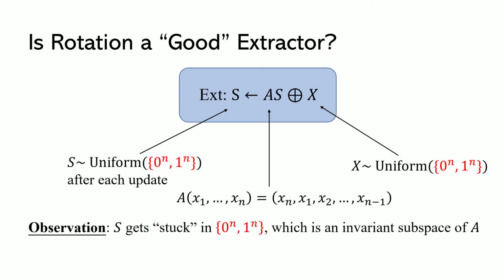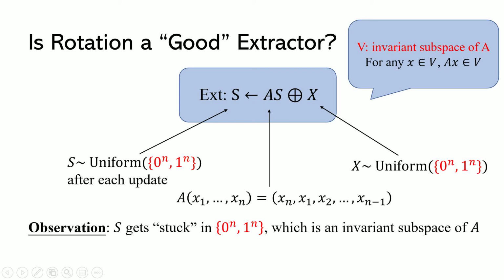In this example, the vector space all zeros and all ones is called an invariant subspace of A. If you rotate all zeros by 1, it's all zeros. If you rotate all ones by 1, it's still all ones. If V is an invariant subspace of A, then for any vector in V, you apply A to this vector, then the resulting vector is still in V.